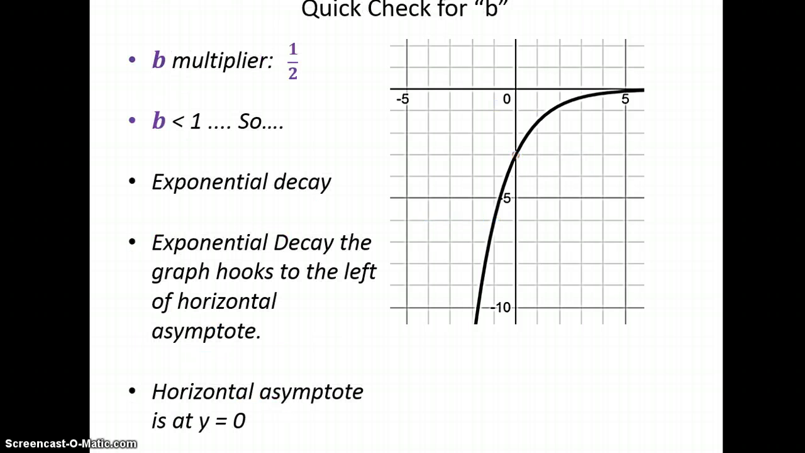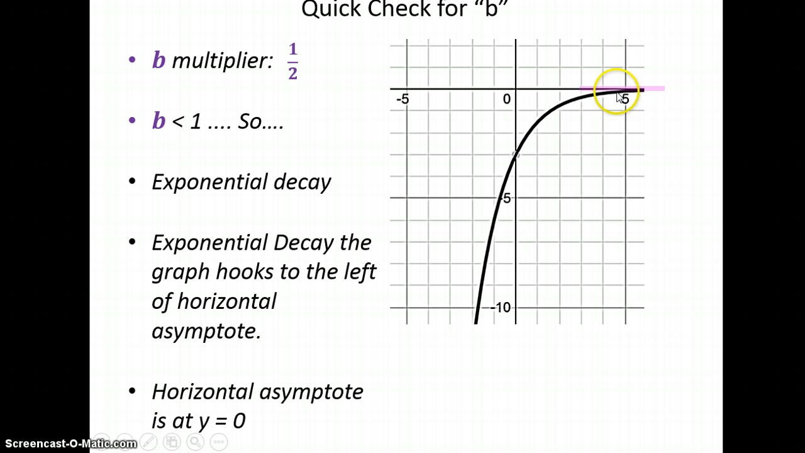So just be careful if you use that method. Before I go on to the second method, I want to give you a real quick check for b. Remember that in our case, we had our b, our multiplier, which is 1/2. And when b is less than 1, which is what we saw in our example, we have a situation of exponential decay. If our graph shows exponential decay, the graph should hook to the left of the horizontal asymptote.